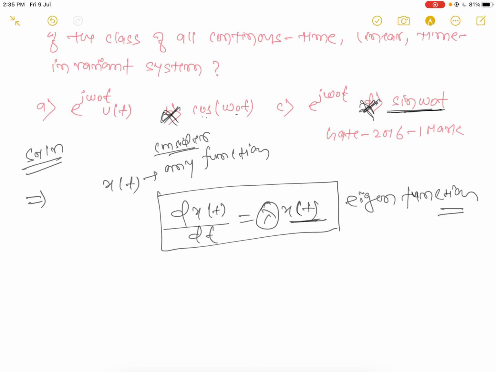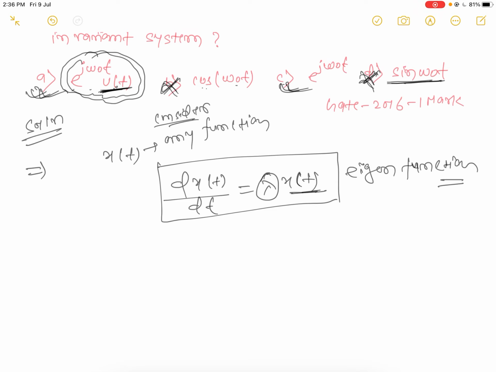Now coming to option A and option C. Now check it. When you are differentiating this one, there is a unit step also, because it is defined for 0 to plus infinity only. When you differentiate this, in a different way, you will not get the same thing after differentiation, because the unit step is there, and another function is multiplied with it.